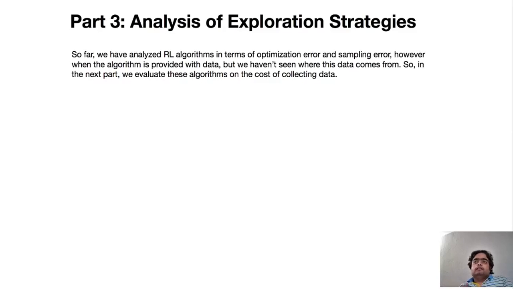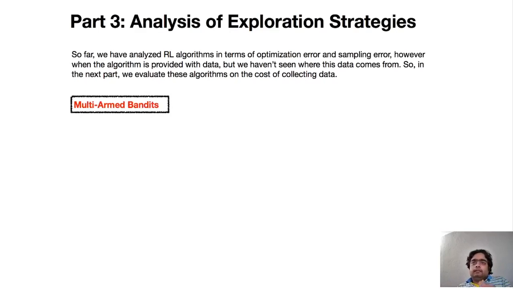Okay, so for this part, we'll focus on analysis of exploration strategies. So far we have looked at how RL algorithms behave in terms of optimization error and sampling error. However, in this part we look at how data collection affects performance, where we don't have access to an oracle like the generative model which can collect its own data.